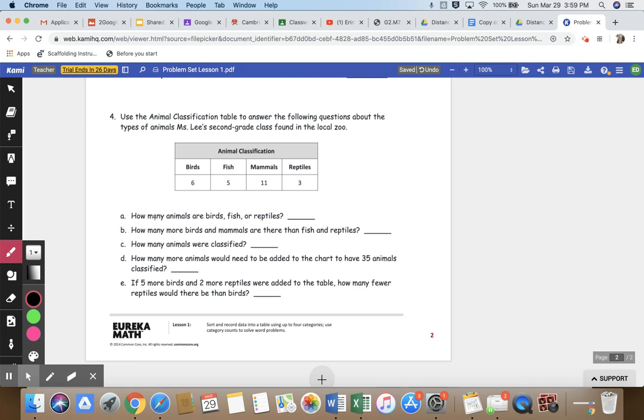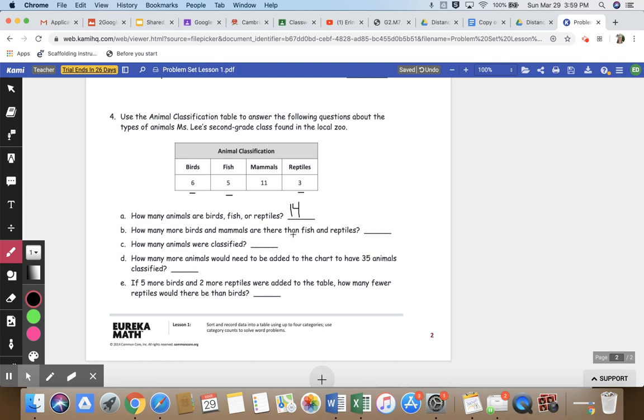So letter A says, how many animals are birds, fish, or reptiles? So we're going to be adding birds plus fish, which gives us 11, plus reptiles. So 3 more is going to give us 14. And if you need to do this simple math on the side here, you can go ahead and use the side as your scratch paper or use a piece of scratch paper.